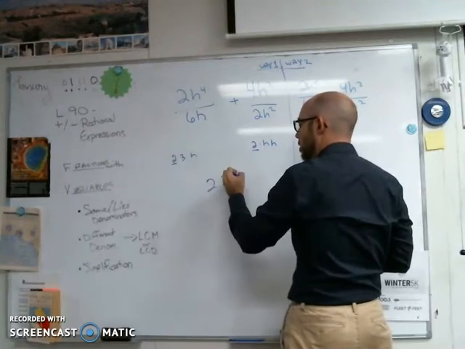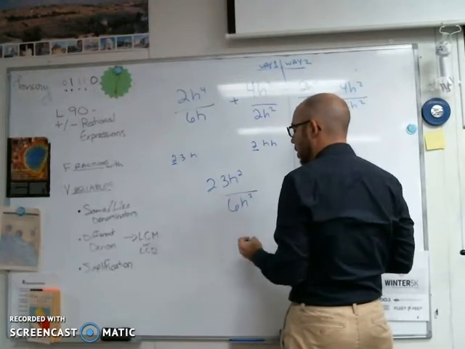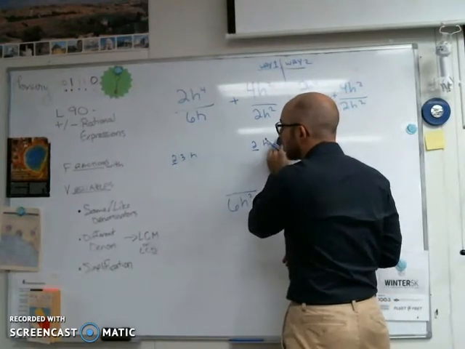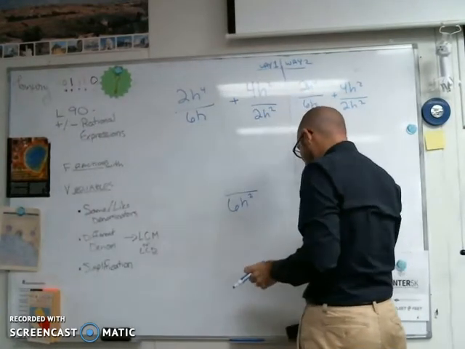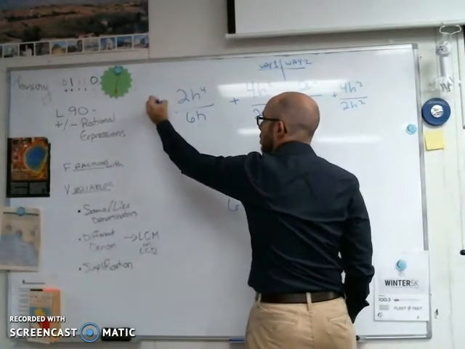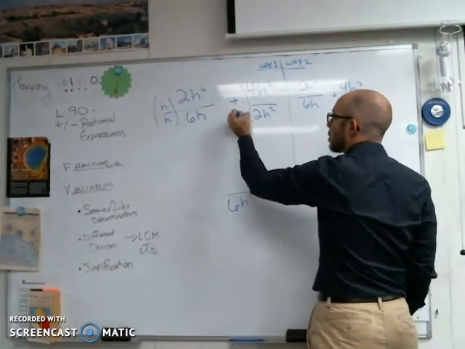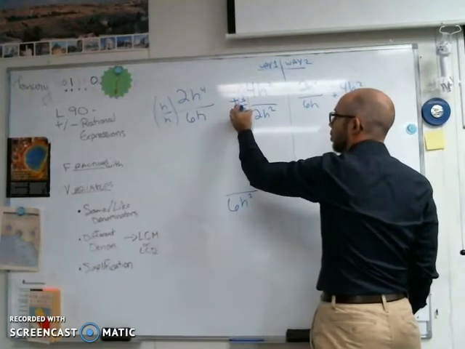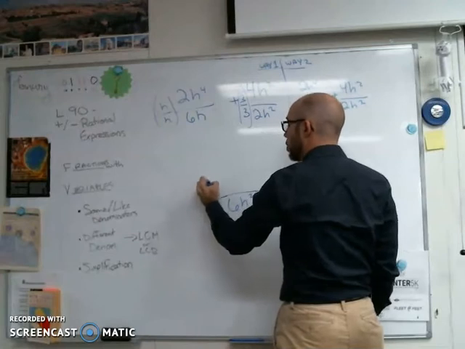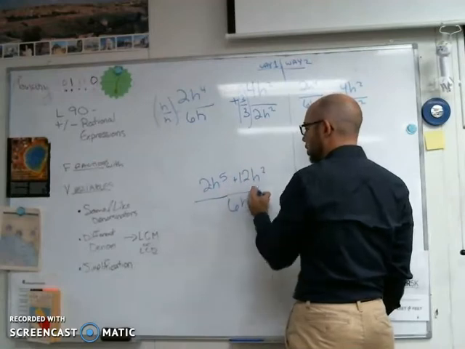If we multiply this by h, we can get there. So 6h squared would be our common denominator. What do we got to do to each fraction in order to get them to be over 6h squared? This one needs an extra h, so we go h over h. And this one needs to be multiplied by 3 over 3. And that'll give us, on the top, 2h to the 5th plus 12h squared.